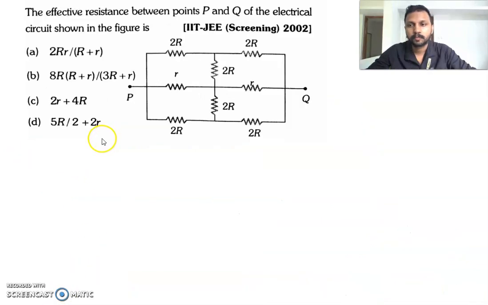Okay, now let's look at this question. Find the effective resistance between the points P and Q in the electrical circuit given in the figure. We have an electrical circuit over here, and we know Wheatstone's principle. By Wheatstone's principle, if the resistors are in the ratio P by Q equal to R by S, the current passing through the galvanometer is 0.